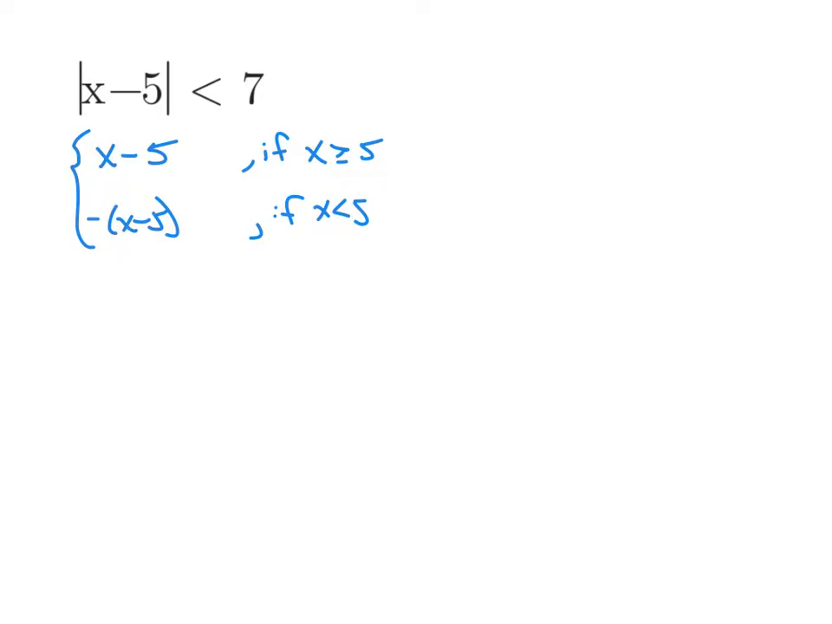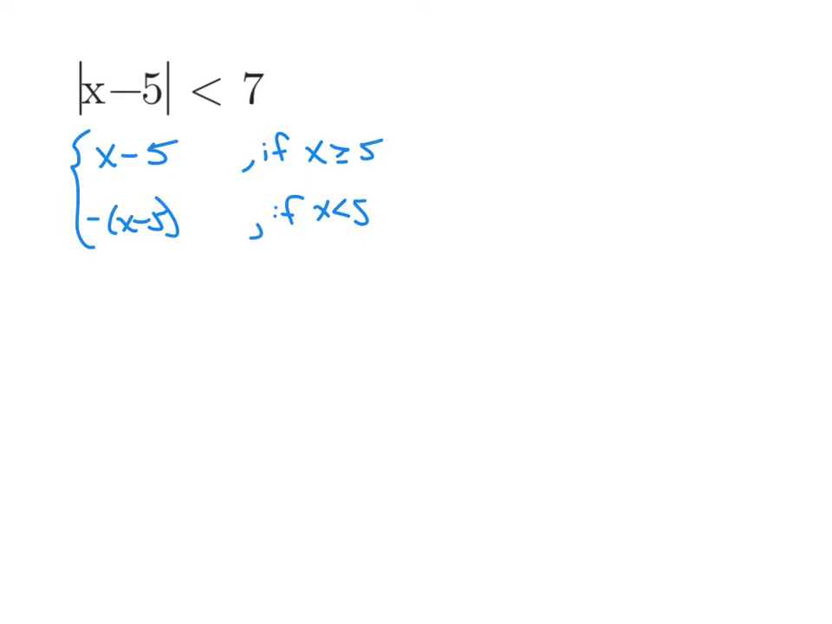Because if we had a number that's bigger than 5, like 10 minus 5 is 5, that's already positive, so it would stay positive. If we had a number that's less than 5, like 0 minus 5 is negative 5, absolute value would have to make it positive, so we take the opposite of it. That's where the two pieces of the piecewise definition come in.